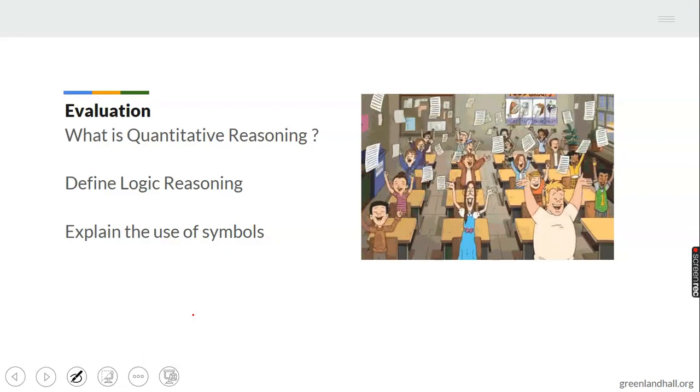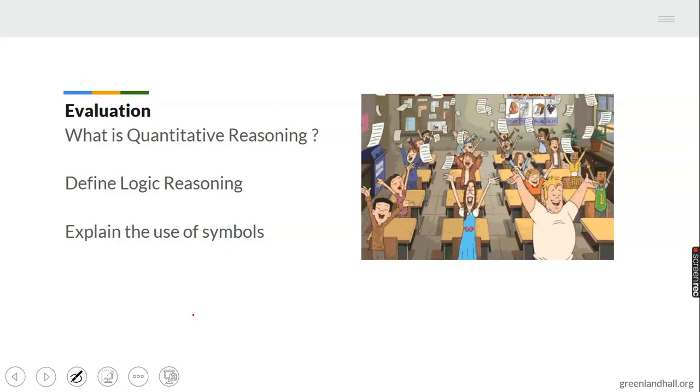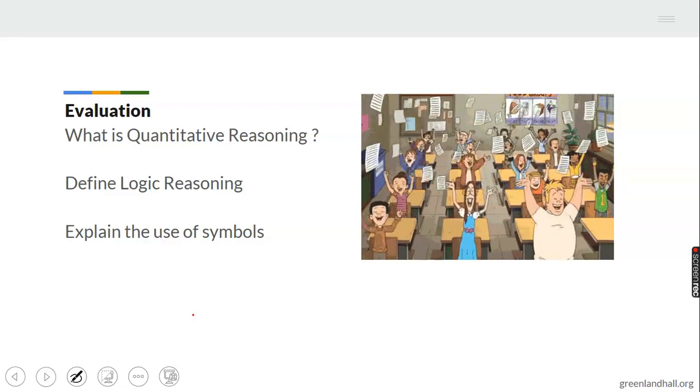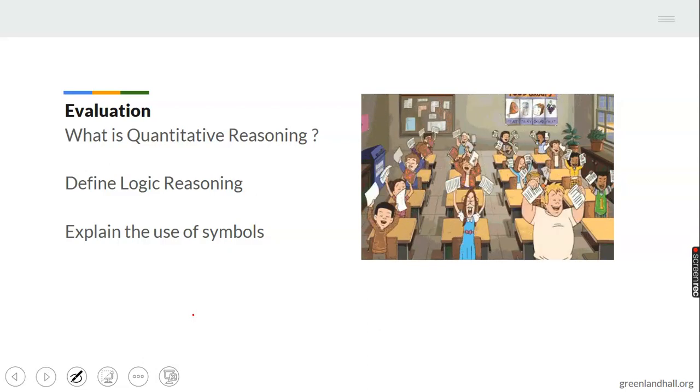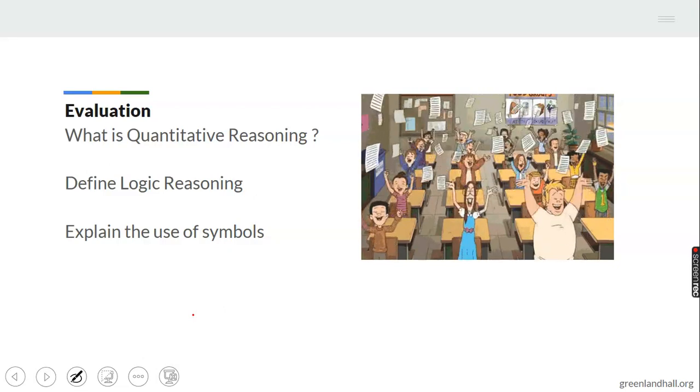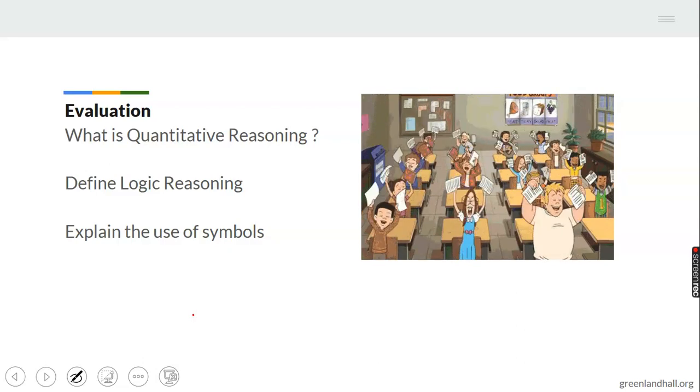Hooray! Hooray! I love this part, man. It means you got the job done. I'm so excited for you already. I'm so happy that we've been able to go through this lesson, having fun, and in real time, we've been able to explain what quantitative reasoning is, what logic is, and the use of symbols.